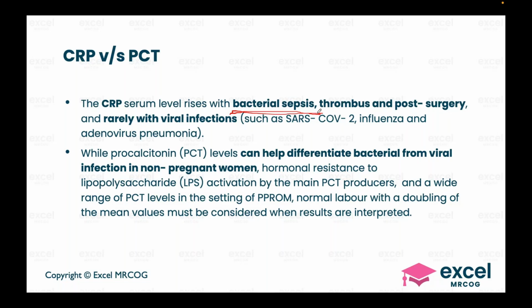It is high even after surgery. So even after a simple cesarean, it may be high. So remember that. If otherwise the patient is absolutely fine and she has higher C-reactive protein, she's undergone a cesarean, it may be just because of the surgery, okay, or it may be because of something like DVT. Okay, rarely with viral infection also it can be high. Now, procalcitonin, on the other hand, helps in differentiating bacterial and viral infection in non-pregnant women. So, procalcitonin rises in bacterial, not so much in viral, but that is in non-pregnant women. What happens in pregnancy? It may just rise even in labor or PPROM.